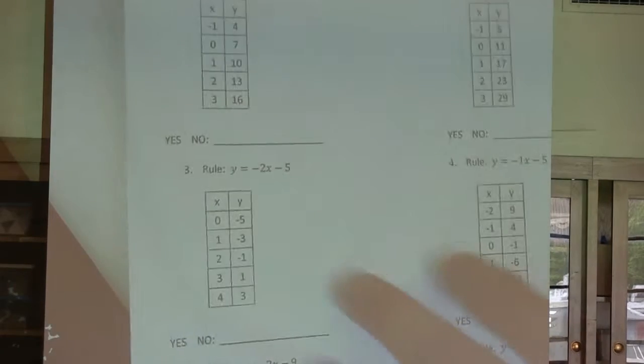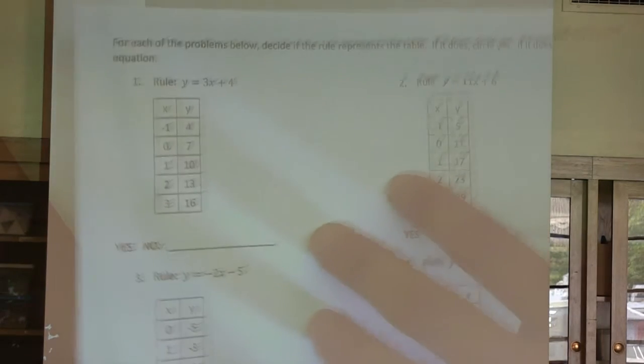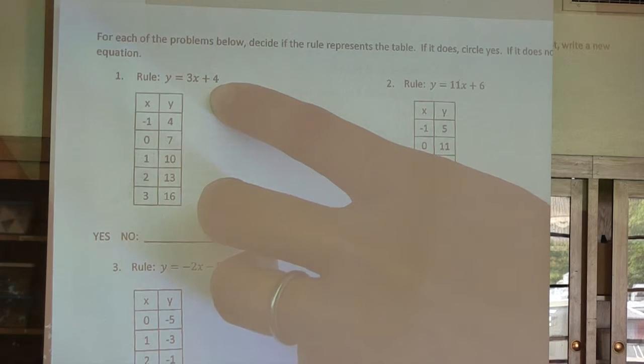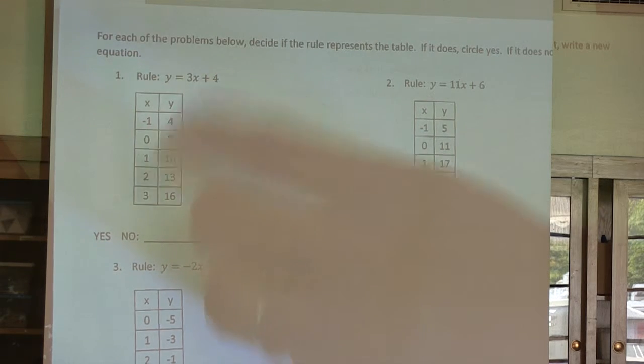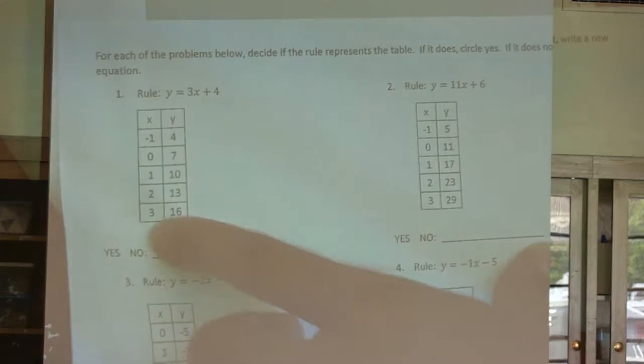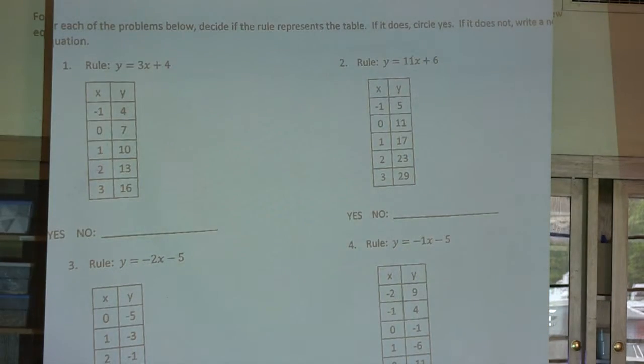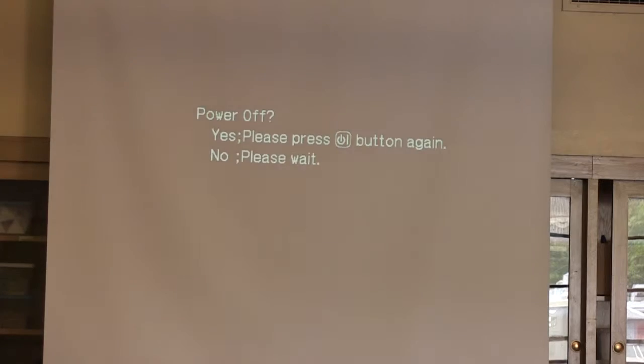Get out classwork 2.8, please. I told you guys to keep it. We didn't finish it on Tuesday. There are 6 tables, and you are deciding if each rule matches its table. You are going to say either yes or no. If it doesn't match, then write the correct rule. If you were not here, work with the person next to you. You have 6 problems and 10 minutes to be done, and then we're going to argue about it.